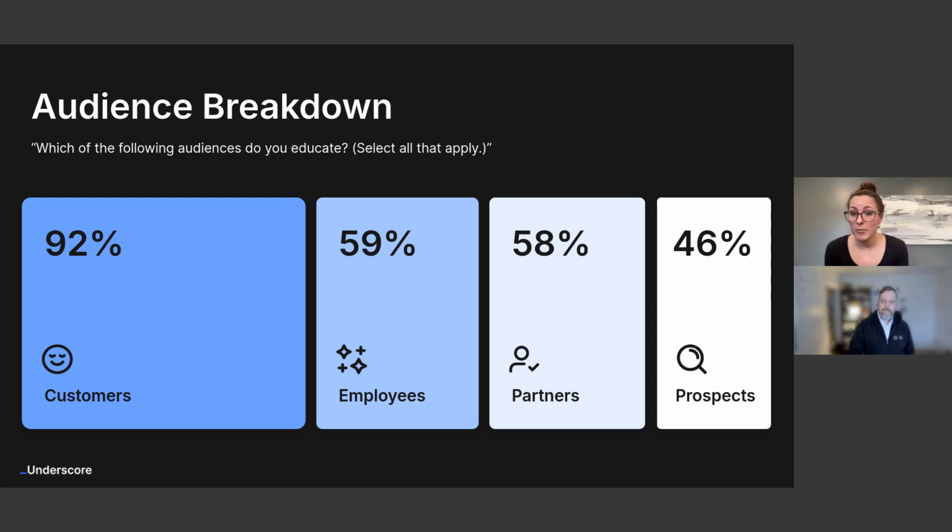So the majority of people that we surveyed are educating customers. A good chunk are doing employee education and partner education. And probably important to note here is that employee education goes beyond learning and development, right? It can also be internal sales enablement or product enablement. So a lot of teams are training internal employees as well on how to use their product or how to sell their service. And then a lot of folks are also doing prospect education, which I love to see. We'll talk a little bit more about marketing education programs later.